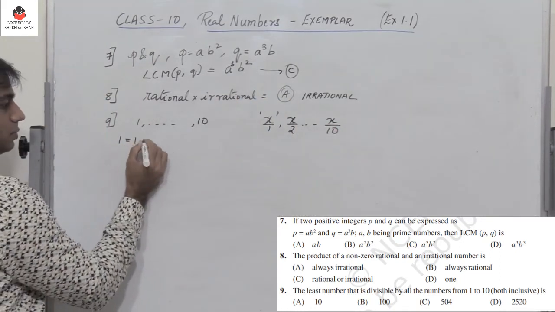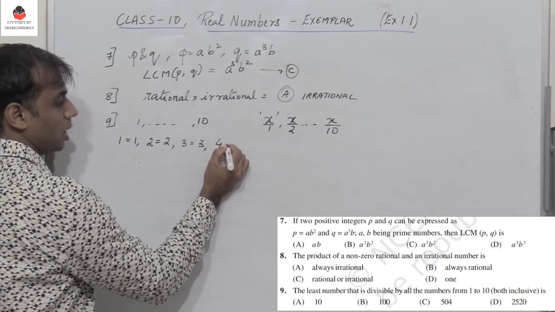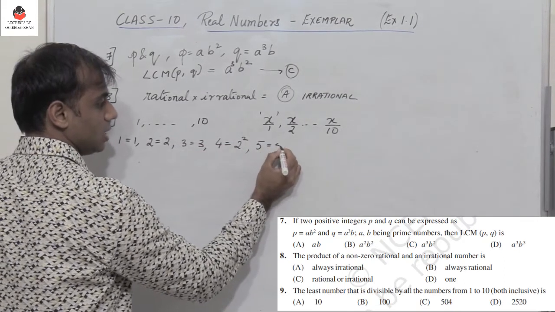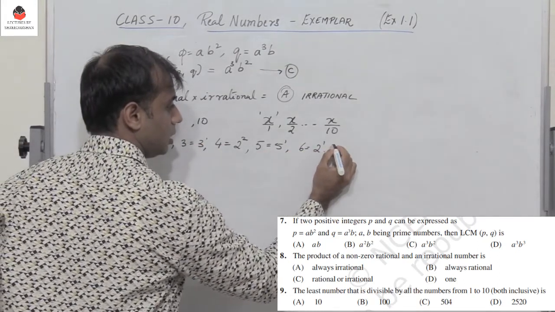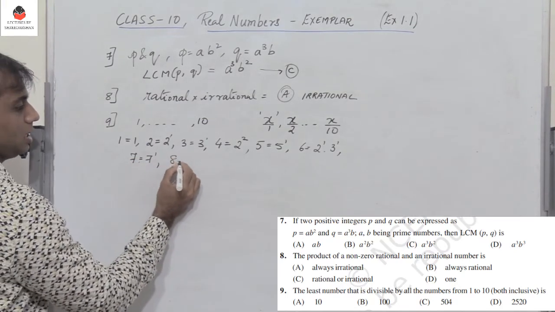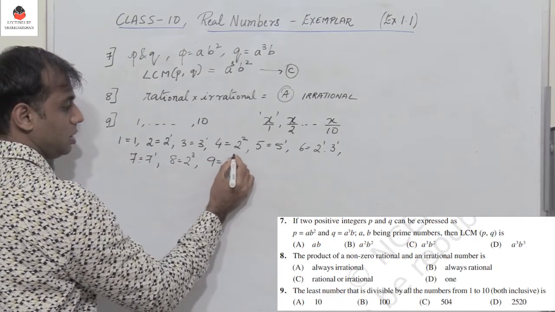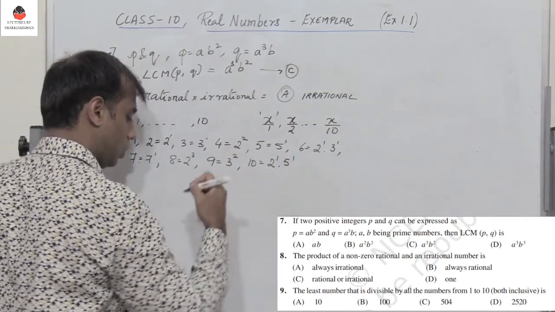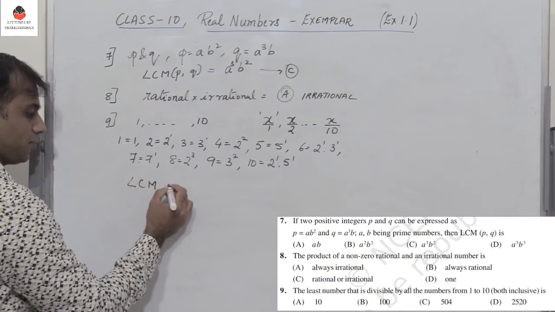For 1 it is 1, for 2 it is 2, for 3 it is 3. 4 can be represented as 2 square in terms of prime numbers, 5 as 5 power 1, 6 as 2 power 1 into 3 power 1, 7 as 7 power 1, 8 as 2 cube, 9 as 3 square, and 10 as 2 power 1 into 5 power 1. Now we need to take the LCM of all the numbers from 1 to 10.